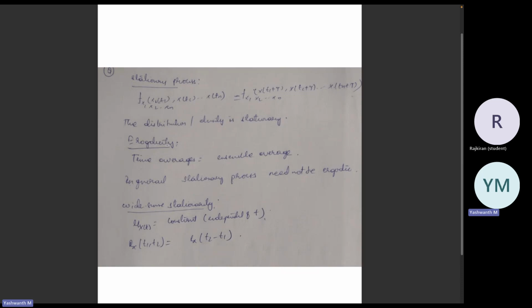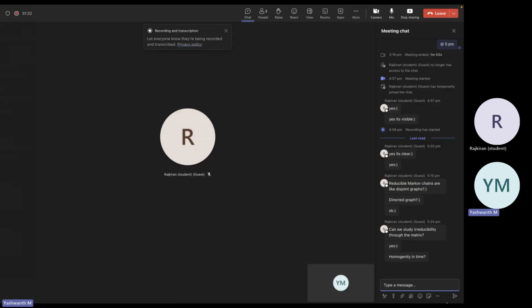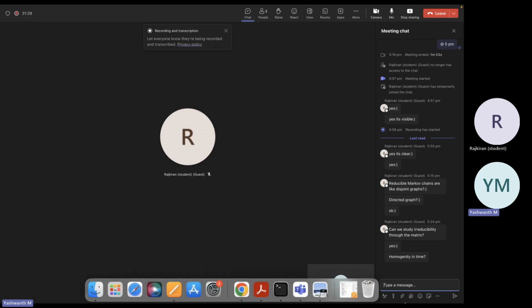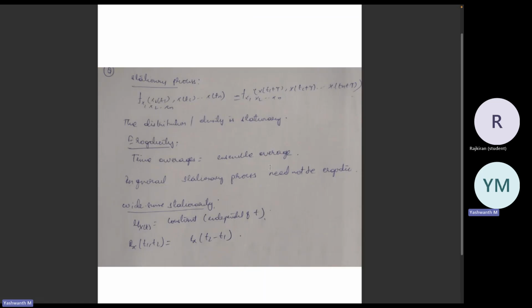And ergodicity means you see homogeneity in time. You can say homogeneity in time, but that shift has to be constant for all the sampling points. Only then will it hold.